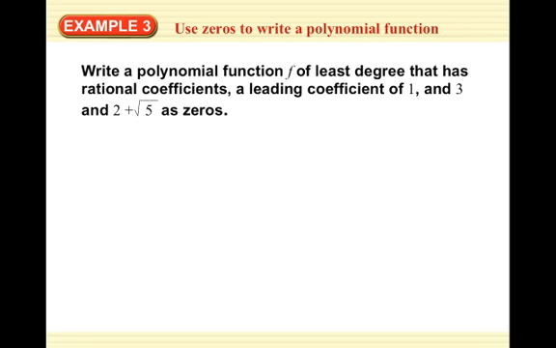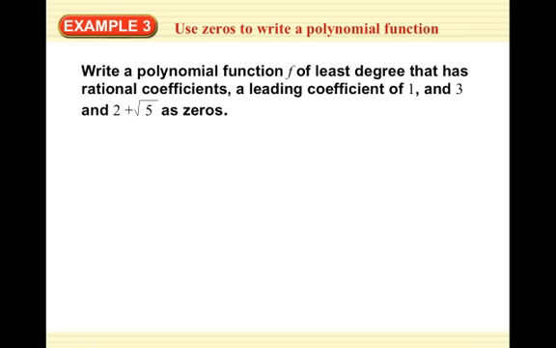Alright, so we've learned that complex zeros occur in pairs and so do irrational zeros. We're also going to use what we learned about the fundamental theorem of algebra to work this as well. We're going to kind of put all this together in a new way. We're going to actually use the zeros to write a polynomial function.